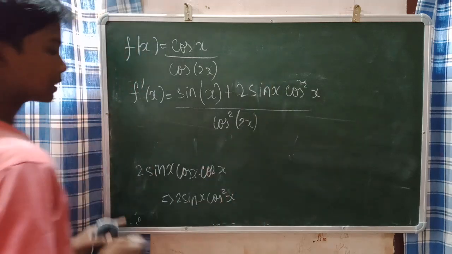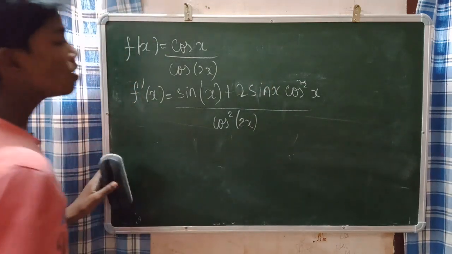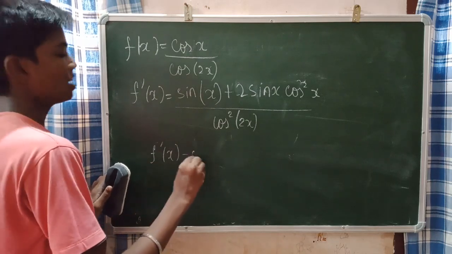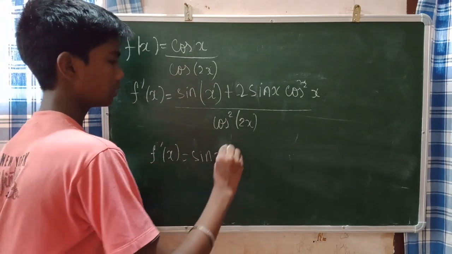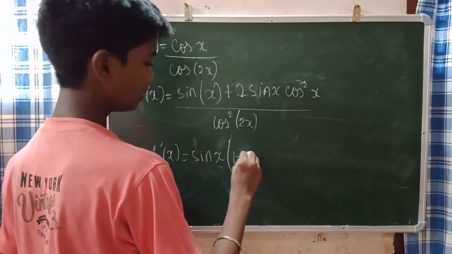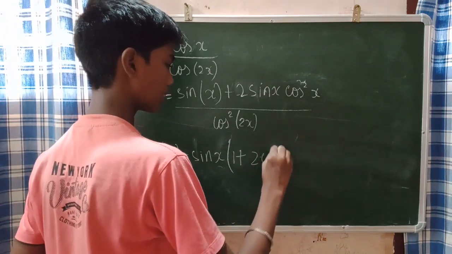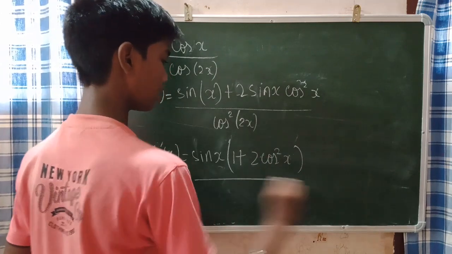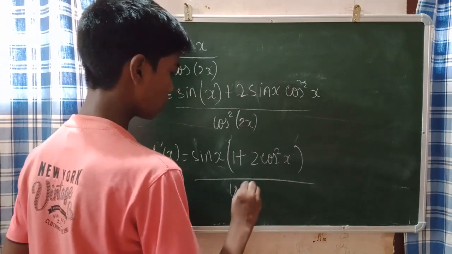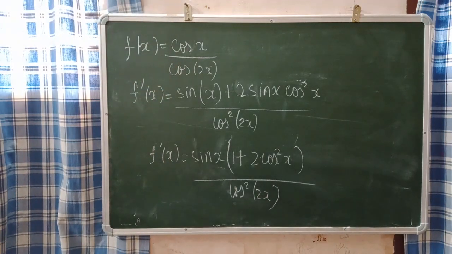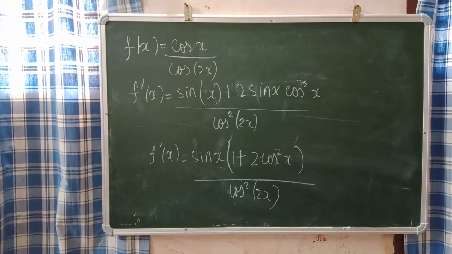Now after this, it's going to be very simple. Now take your sin x common. Sorry guys, I forgot to tell that. I thought you would understand easily, but no problem. So 2 cos square x divided by cos square of 2x. This is what you will get when you take your sin x common.